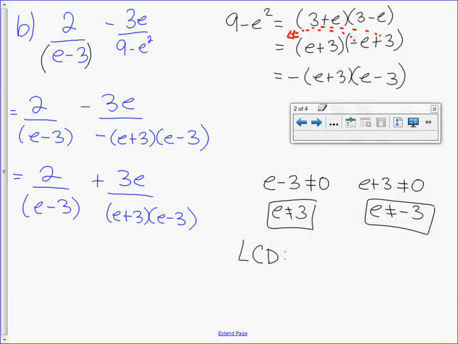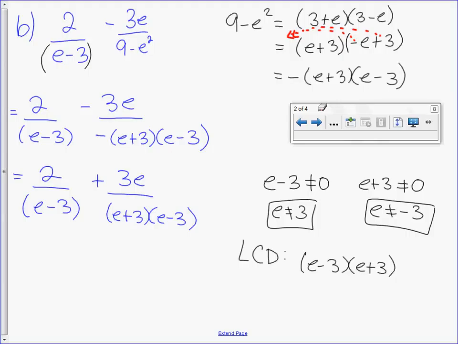Okay, so my factors are: I have e minus 3, and then I have e plus 3, and then I have e minus 3, but I've already written that down, okay? The only way I would change this is if I had more than one e minus 3. If you're not sure what I mean by that, we're going to see that in an upcoming example again. So my lowest common denominator is e minus 3, e plus 3.